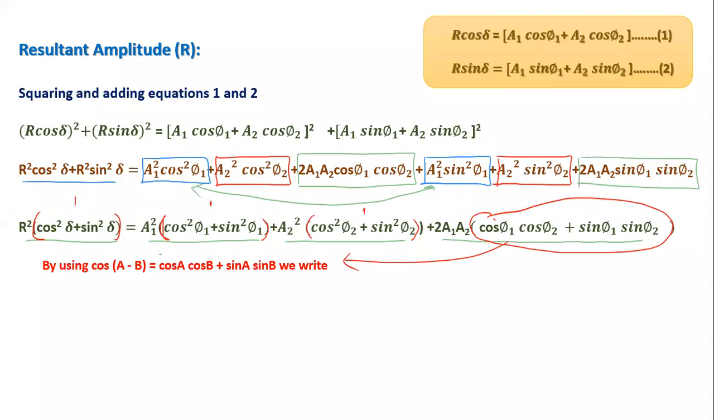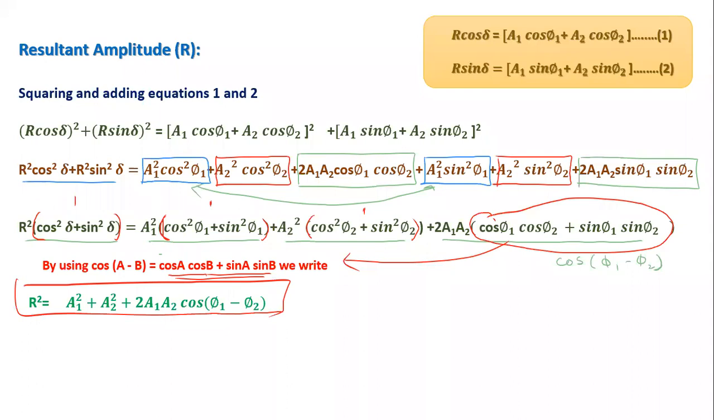So cos A cos B plus sin A sin B, it is equal to cos of A minus B. These formulas you already learned in mathematics. So this term we can write here cos of phi 1 minus phi 2 instead of this. So after substituting this, we get a final formula here. And it is R square is equal to a1 square plus a2 square plus twice a1 a2 cos of phi 1 minus phi 2.